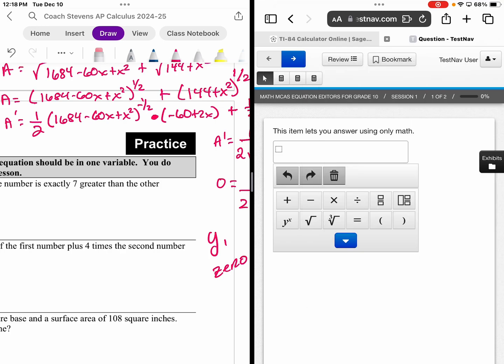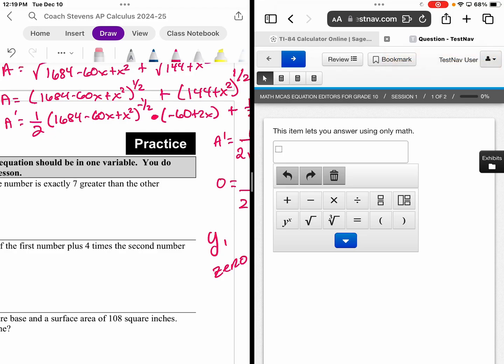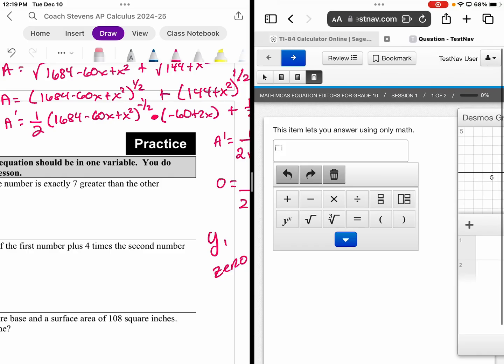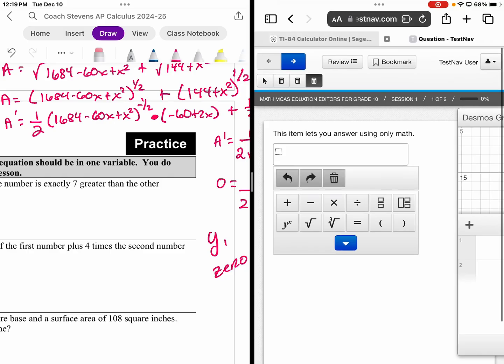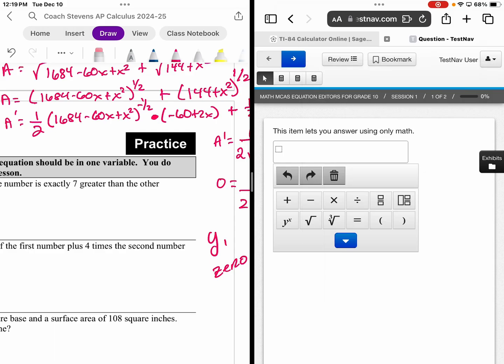Oh, but I don't want that calculator. I want that calculator. What do you mean TI calculator is not supported on this device? I've used a TI calculator the whole time. What the heck? I mean, really?